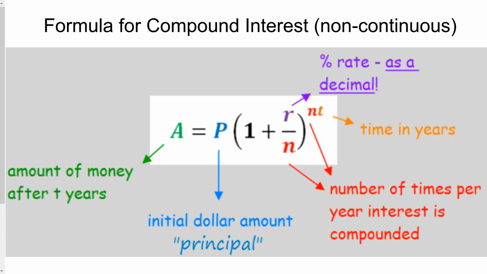So we have A, the final amount of money after t years, equals P, the initial dollar amount, known as the principal, times the quantity 1 plus r over n to the nt power, where r is the interest rate converted to a decimal, n is the number of compoundings per year, and t is the time in years. So the reason we have to multiply n times t in our exponent is because, let's say you were compounding 12 times a year for 3 years, that means there would be 36 compoundings. So 12 times 3 is 36.